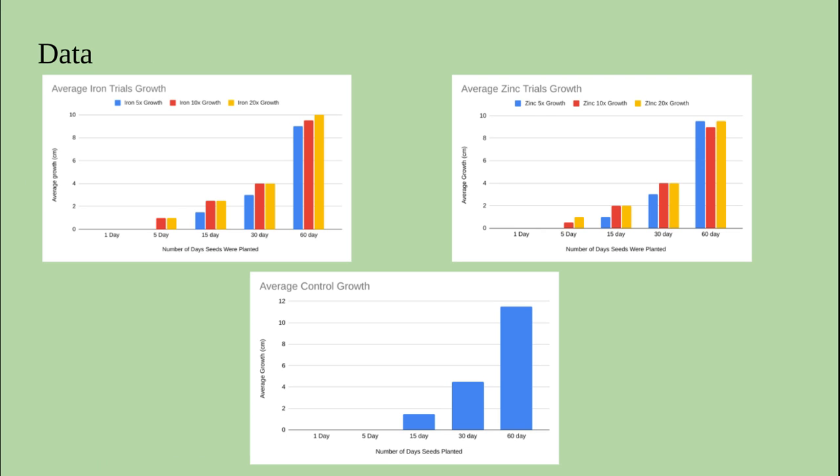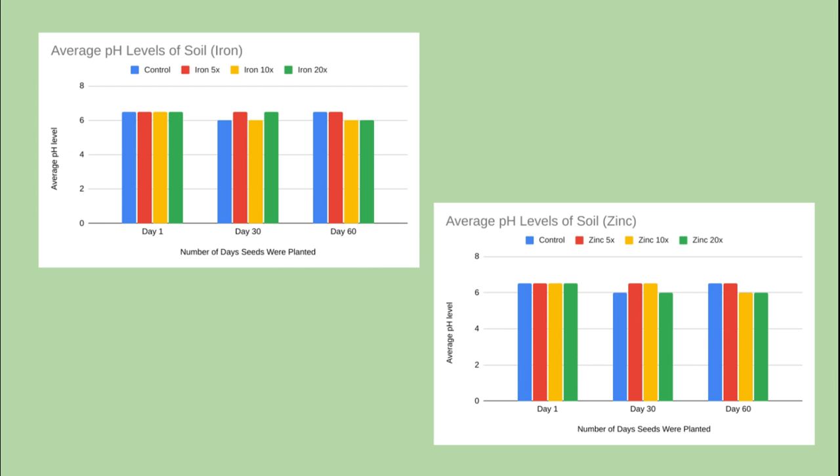So for the data, the average growth of the control plant was just shy of 12 centimeters, while the average growth of the zinc and the iron trials was roughly 9 to 10 centimeters. So there was about a 2 centimeter difference between the exposed plants. There wasn't conclusive evidence to prove that the soil pH had decreased, because it was hard to measure accurately with simply the pH test strips. But I did see some slight lowering in pH levels.